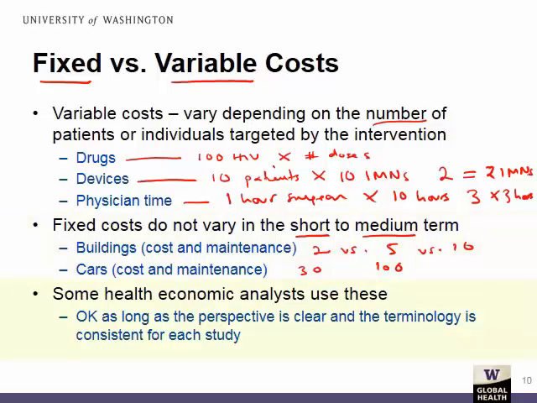And some analysts actually use these terms. That's not a problem really. I mean, if you use them, then it should be both clear and consistent. And that's all that people ask for as you report costs using these alternative terms.